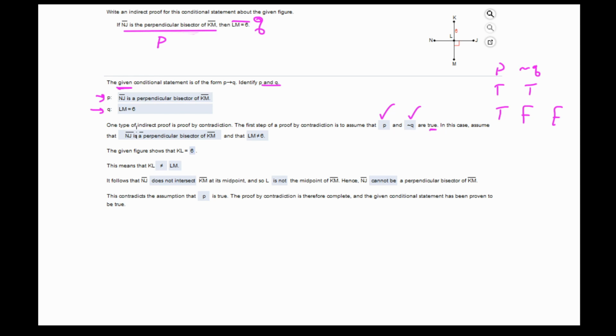So in this case, assume that NJ is the perpendicular bisector of KM. We did not change our hypothesis, but we did negate our conclusion. LM equals 6, negated, is LM does not equal 6. The given figure, so this is part of our hypothesis here because it was given, is that KL equals 6. This means that KL does not equal LM. So L to M. What it's saying here is I cannot put a tick mark on either one of these.